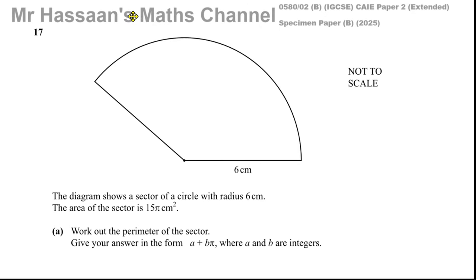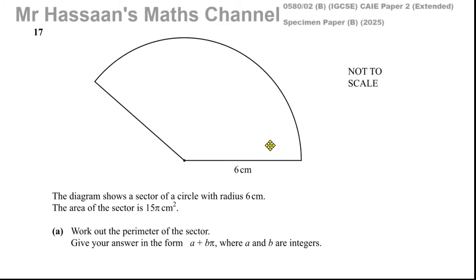This is the non-calculator paper, and here we have a question dealing with a sector of a circle. They told us in this question that the diagram shows a sector of a circle with radius 6 centimeters. The area of the sector is 15 pi centimeters squared. We have to work out the perimeter of the sector.